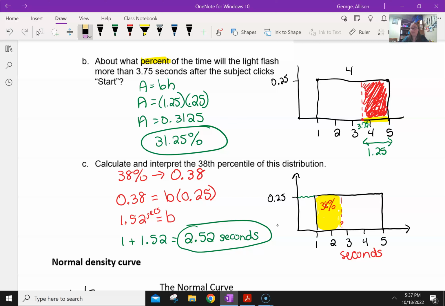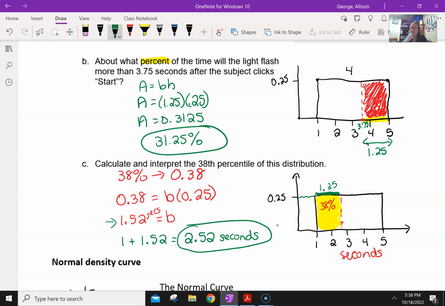So 38%, I'm going to convert that to a proportion, so it's 0.38, and then I plugged into my area formula. So area is 0.38, don't know what the base is. My height is still the same height it's been, it's 0.25. So when I do my algebra, I end up getting, right here, 1.52 seconds being the base of my rectangle. So this right here is 1.52 from here to here.